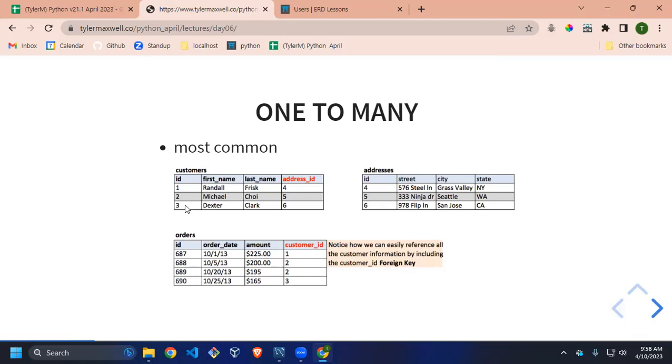He has two. Why? 688 and 689. He has his customer ID. Right. Their foreign key. Does everybody see that? Okay, so his order, which is customer ID, would be 2 orders. Order isn't the same as customer ID. It's just kind of associated.